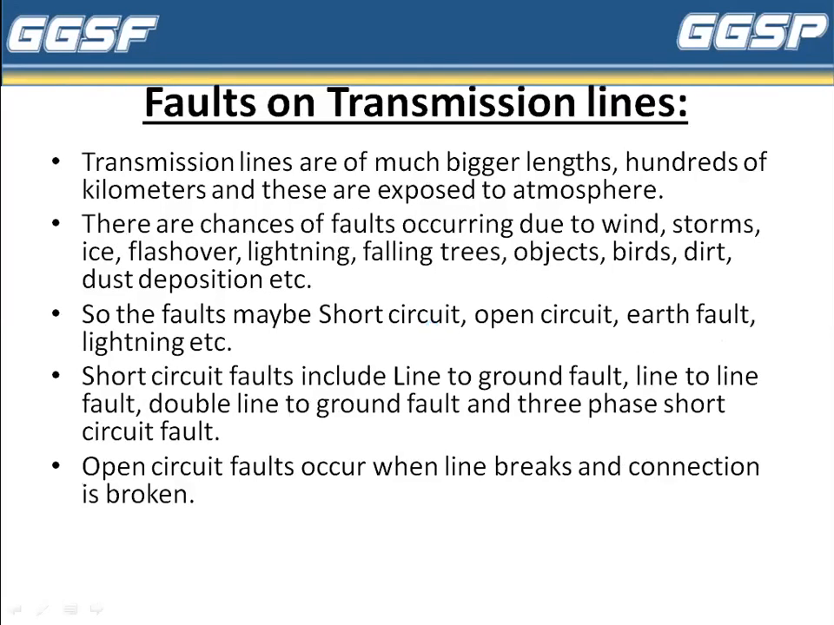Faults of transmission lines. Faults occurring on transmission lines are given below. Transmission lines are of much bigger lengths, hundreds of kilometers, and these are exposed to atmosphere. So there are chances of faults occurring due to wind, storms, ice, flashovers, lightning, falling trees, objects, birds, dirt, dust deposition, etc. So the faults may be short circuit fault, open circuit fault, earth fault, or lightning fault. Short circuit faults include line to ground fault, line to line fault, double line to ground fault, and three phase short circuit faults. Open circuit faults occur when line breaks and connection is broken.